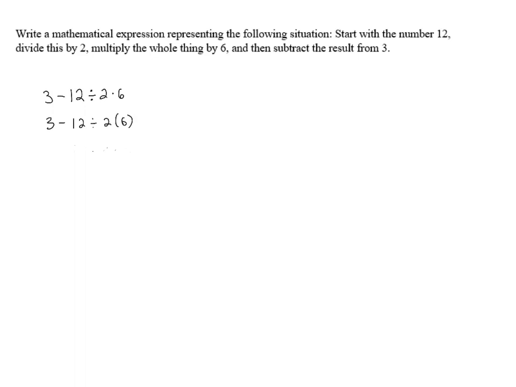And either of these is perfectly acceptable for a final answer, and we can check by looking at what order of operations would tell us to do. We know that the division and the multiplication come before the subtraction, and they go from left to right. So we start with 12 dividing by 2, and then that gets multiplied by 6. So start with 12, divide this by 2, multiply by 6. And then after we've figured out whatever that is, that result is going to be subtracted from 3 because subtraction is the last operation that happens here.